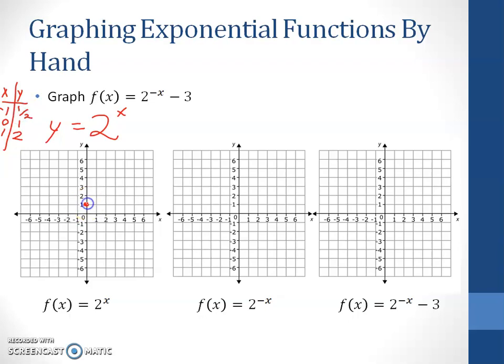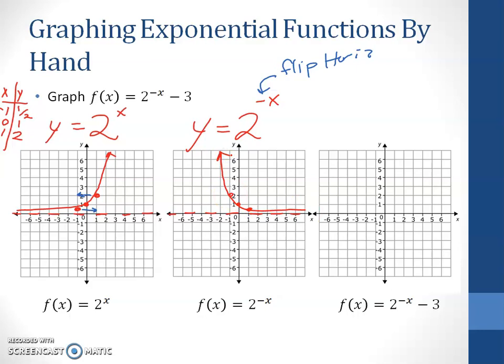So I'm going to graph my points: 0, 1, then 1, 2, then negative 1, 1/2. And of course, don't forget your horizontal asymptote. There's my parent function. I always want to work on the inside. So y equals 2 to the negative x. Now remember, your negatives are going to cause flips, and that's going to flip horizontally. So these points over here are going to be flipping horizontally. My asymptote won't change, but my points are going to flip in that horizontal direction.